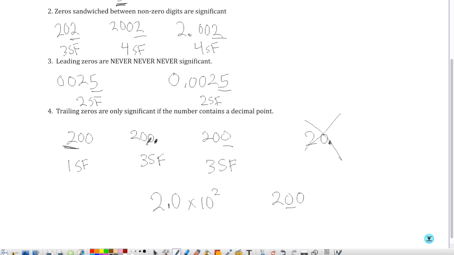And in this one, my estimate is here, so that means that I'd be estimating to the ones place, okay? Here I'm estimating in the tens place.